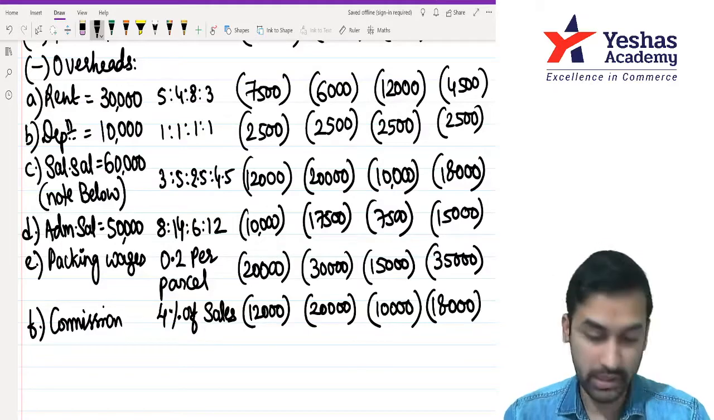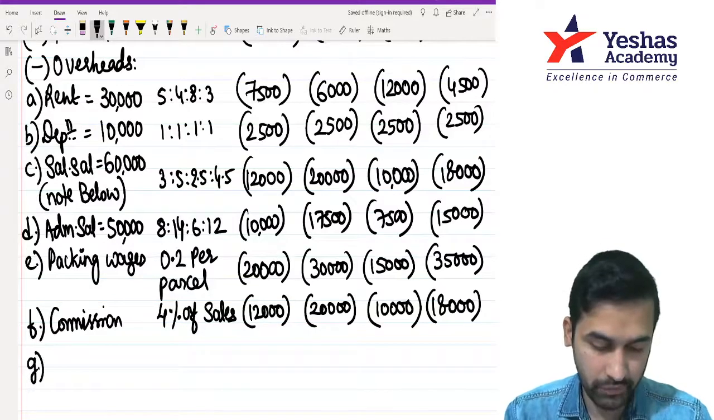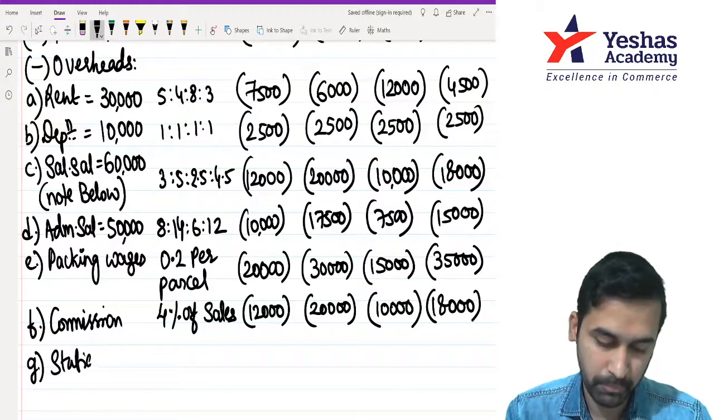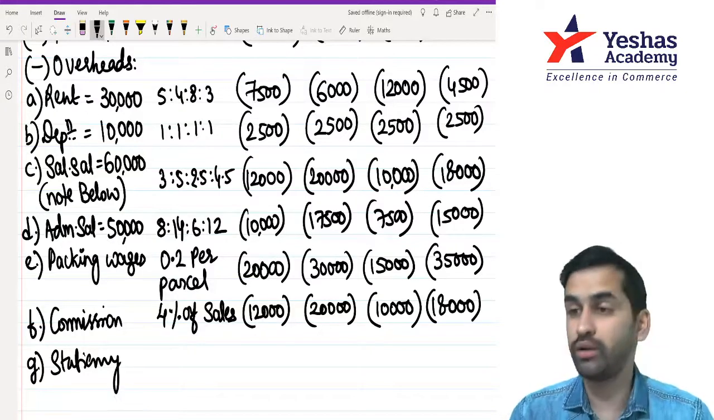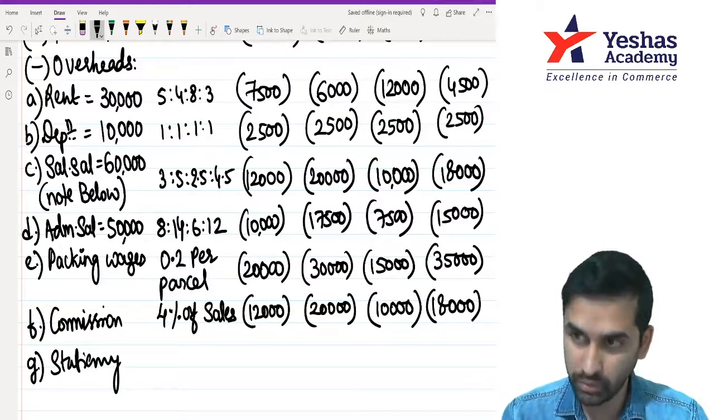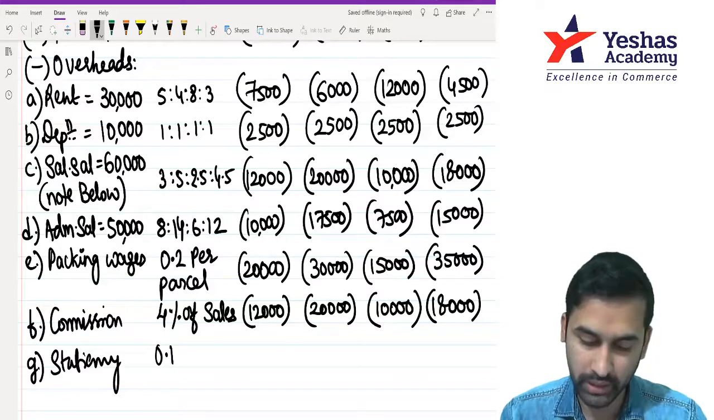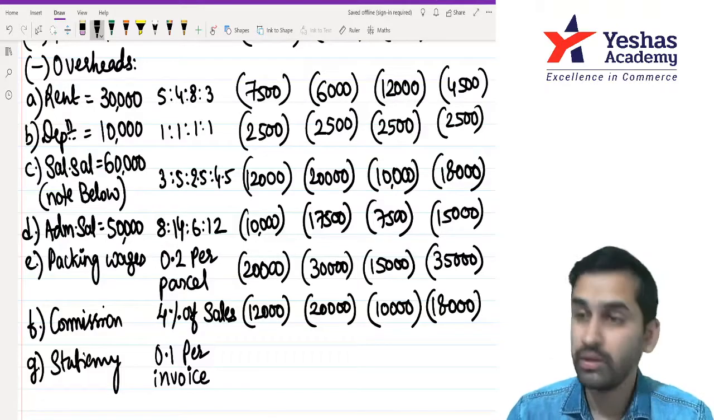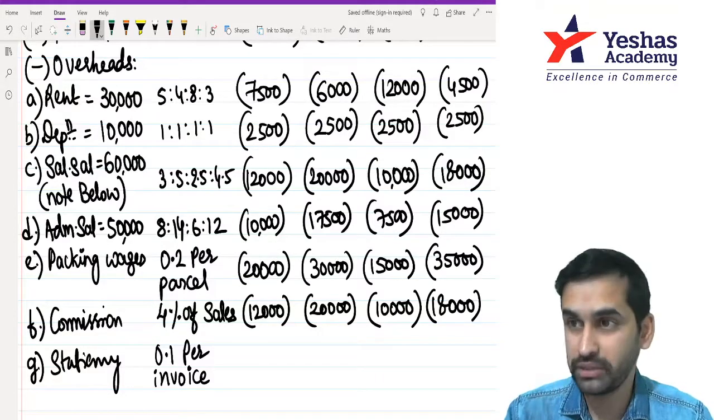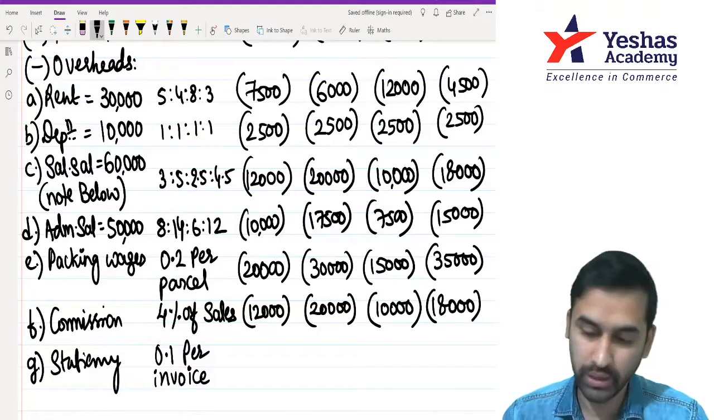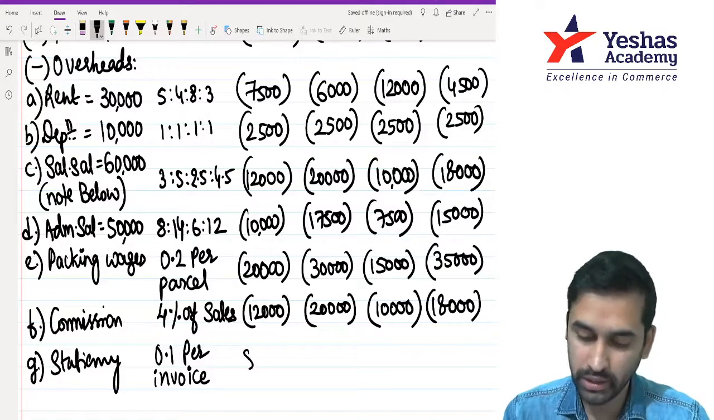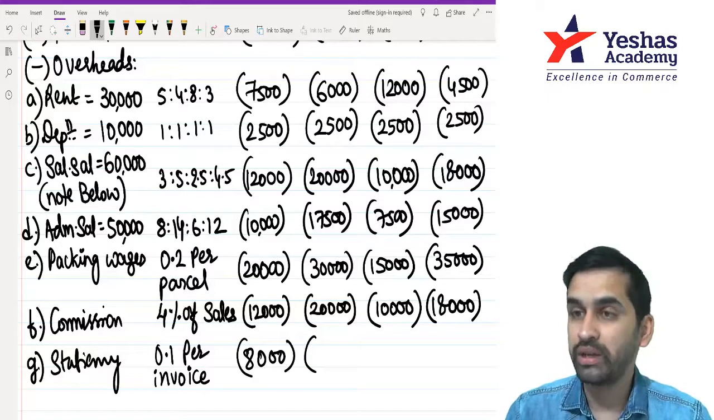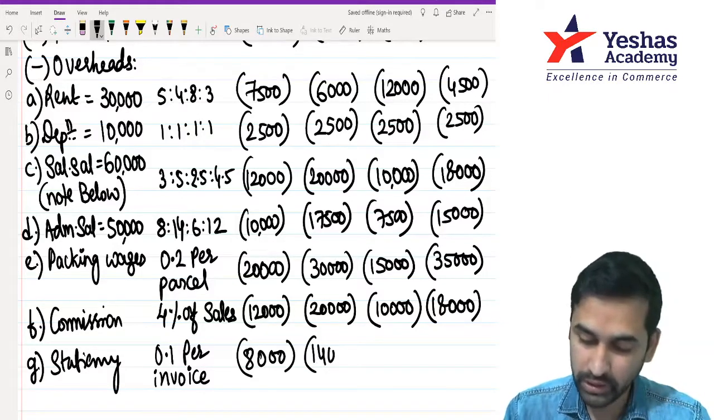Right. Last item is stationery. Stationery cost is 10 paise per invoice. So put it as 0.1 per invoice. How many invoices given in the first table? Last line. So 80,000. So 80,000 into 0.1 will be 8,000. 1,40,000 into 0.1 will be 14,000.